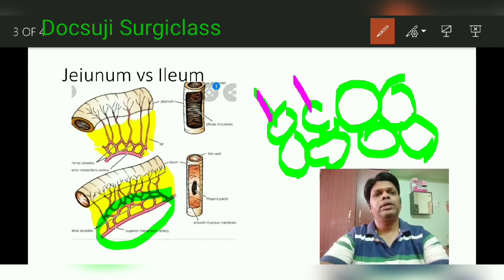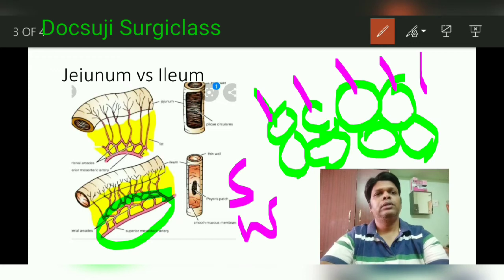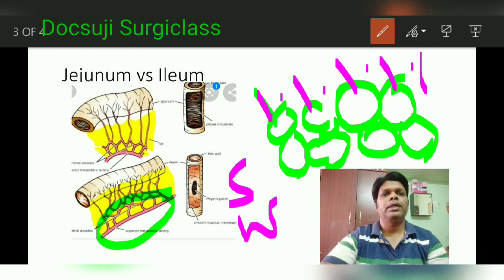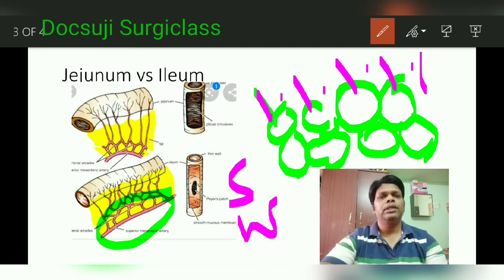Then the arteries end as short straight arteries, that is short vasa recta, forming a wider gap. You can see a wider gap between these short vasa recta. So those are the identification marks. This is intraoperatively. If you see the intestine, you can identify whether it is a jejunum or ileum.